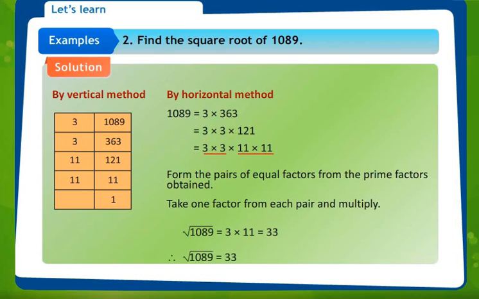So this is how we find the square root of a perfect square by the method of prime factorization. I hope I am clear with this concept of square root.